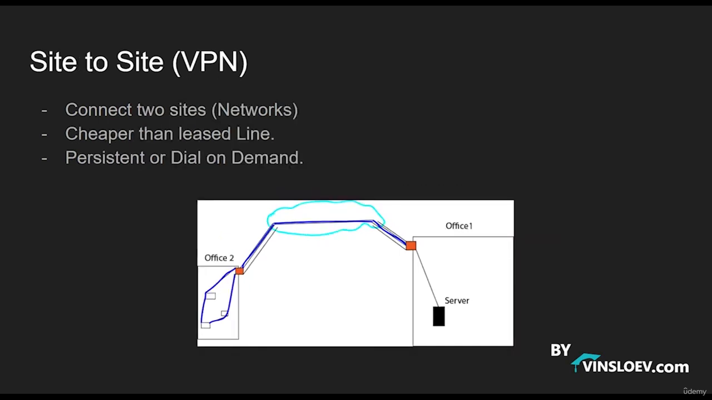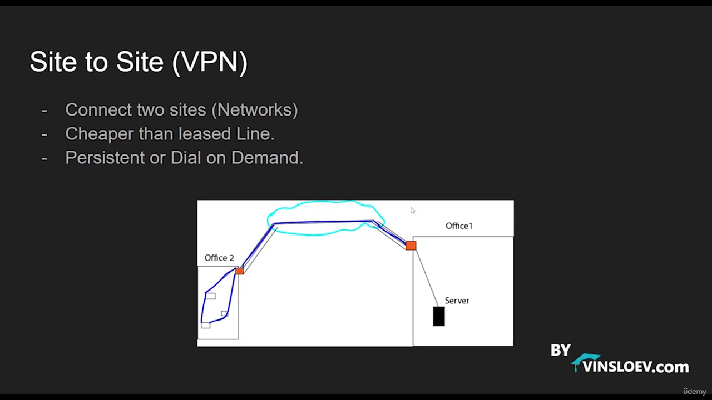Then we have site-to-site VPN. Compared to client-to-site, site-to-site VPN connects two networks together. This is especially used in business-related matters where we have multiple offices that need to act as if they are connected using the same network. You can also do this with a leased line, meaning that you have a dedicated internet line only for your company's use, but that is in most cases very expensive, and VPN is a cheaper alternative to that.